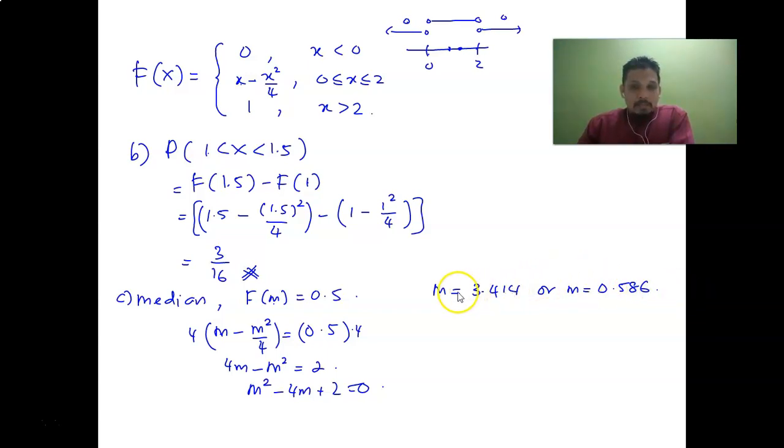Okay, since m, the value of n should lie between 0 and 2. Look at these two values here. 3.4 is somewhere around here. 3.4 is not in the domain of 0 until 2, so this is not one of the answers. And 0.586, yes, it lies somewhere around here. So the value of m equals 0.586. Okay, so that is the first example solution for example number 1.